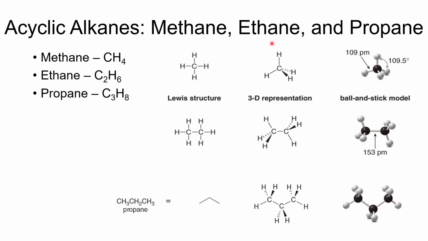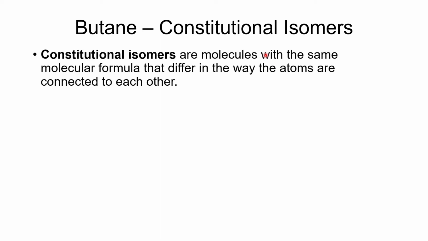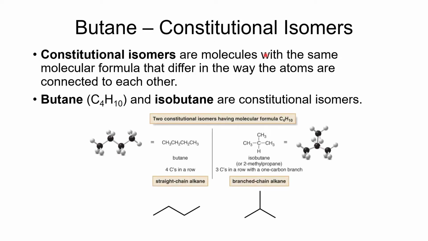Before we go to butane, we do want to go to butane. When we get to butane, we have constitutional isomers. It's possible to have more than one version of butane. So constitutional isomers, just as a reminder, are molecules with the same molecular formula that differ in the ways the atoms are connected to each other. So butane and isobutane both have the formula C4H10, but they are constitutional isomers of each other. So butane has 4 carbons in a row. Isobutane has 3 carbons in a row with a single methyl group attached to the middle carbon.